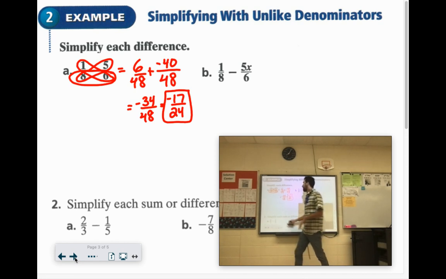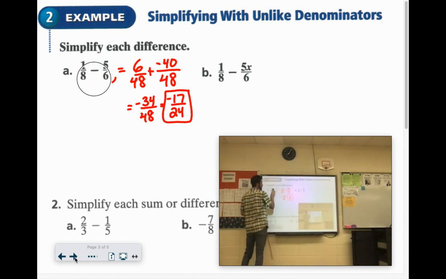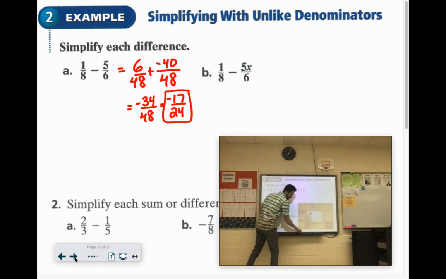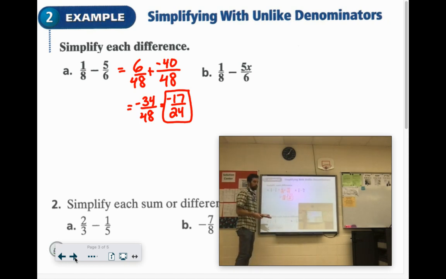Another way is figure out what is the smallest number 8 and 6 can go into, and that would be 24. So to get to 24, you'd have to do 8 times 3, but if you do that in the denominator, you have to do that in the numerator as well. 3 times 1 is 3, so it would be 3 24ths minus 6 times 4 is 24, so we'd have to do 5 times 4, which is 20.